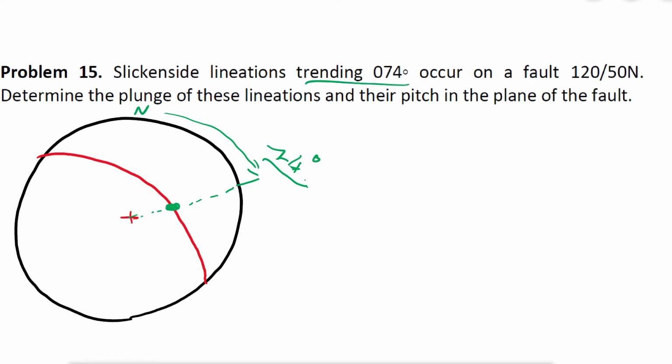For the plunge, you can count the plunge of that point. So you can also measure the pitch, and if you remember, the pitch is the angle between the linear feature and the strike of the fault plane, and that angle can be counted here. Let's call that one alpha. So we can measure the plunge, and we can also measure the pitch of the slickenline on the fault plane. Let's see how we can do this on the stereonet in detail.